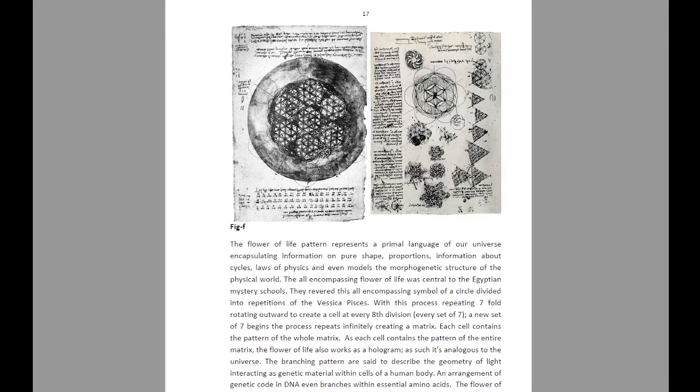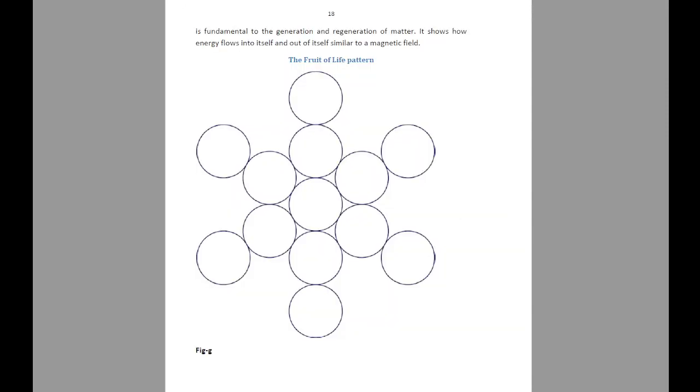The branching patterns are said to describe the geometry of light interacting as genetic material within cells of a human body, an arrangement of genetic code in DNA that even branches within essential amino acids. The flower of life's vortex motion of outward rotation forms a donut-shaped tube, which is fundamental to the generation and regeneration of matter. It shows how energy flows into itself and out of itself, similar to a magnetic field.